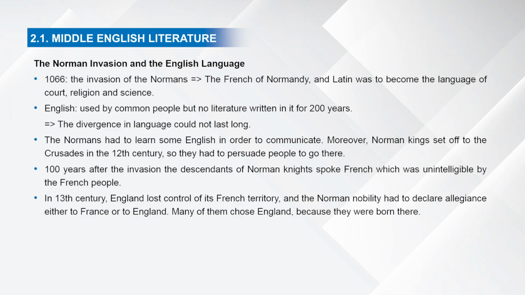In the 13th century, England lost control of its French territory, and the Norman nobility had to declare allegiance either to France or to England. Many of them chose England because they were born there.